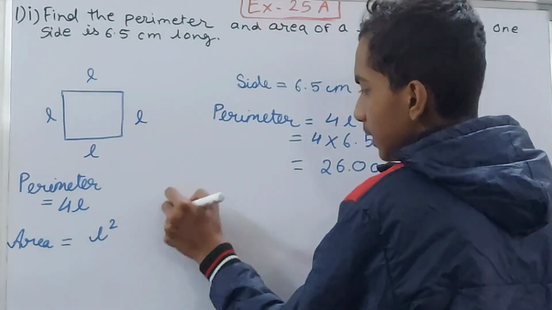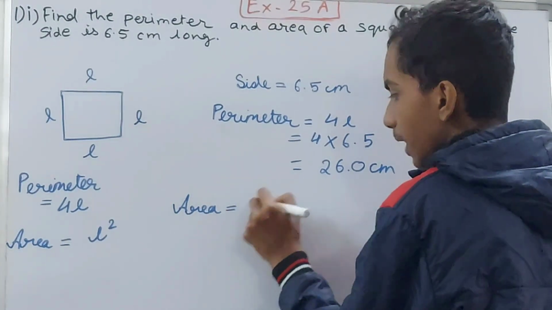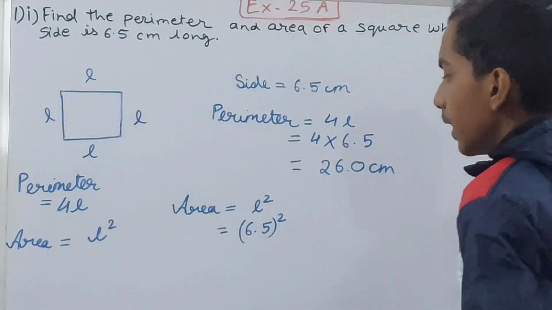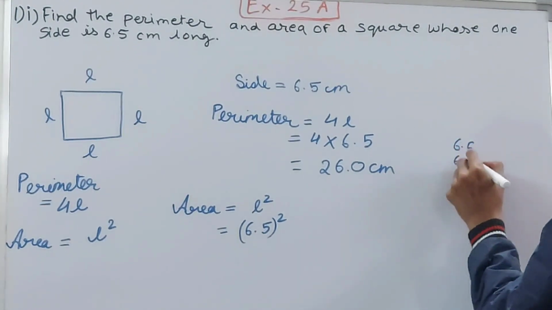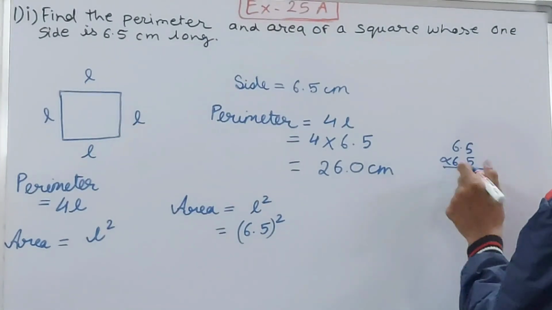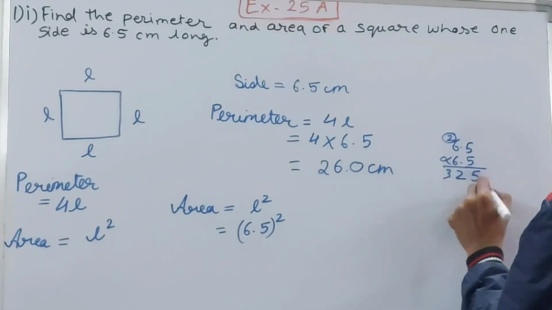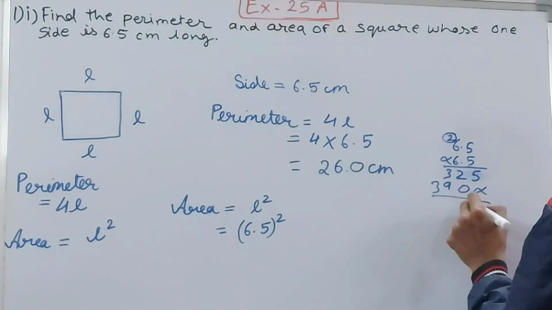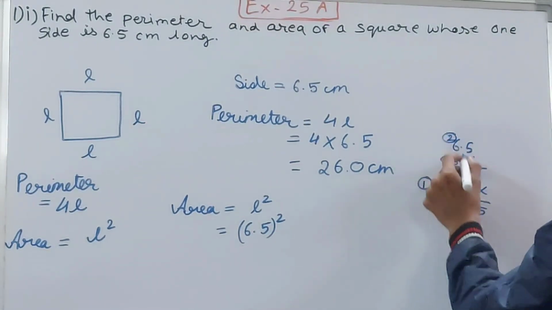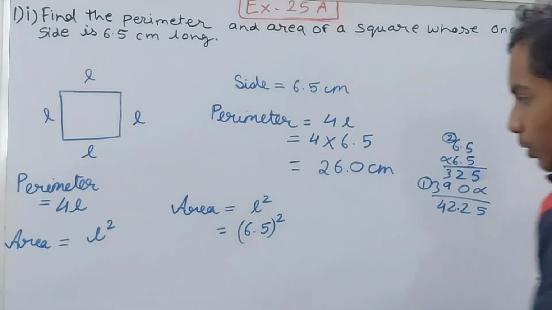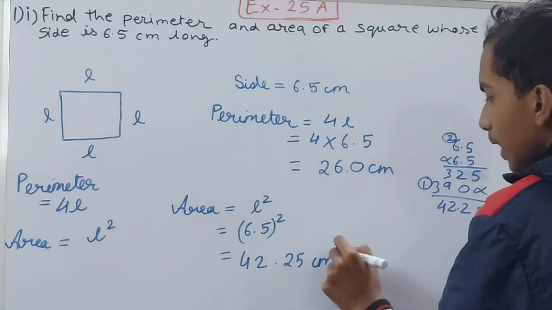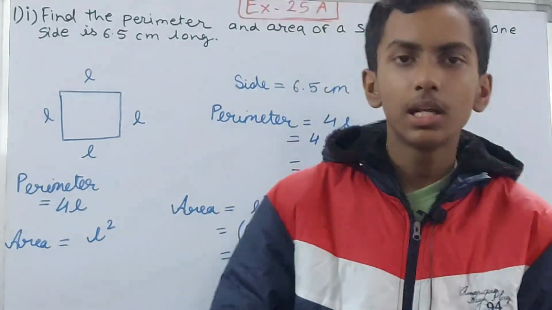Now next we have area. Area means L square, right? L, or you can say side square, both are the same thing, 6.5 whole square. So let's calculate the square of 6.5. We will have 42.25, and you can see the decimal point will be after two places. So your area is 42.25, and since it is area, you will put centimeter and then 2 on it to indicate it is square centimeters. Let's move on to the next part.